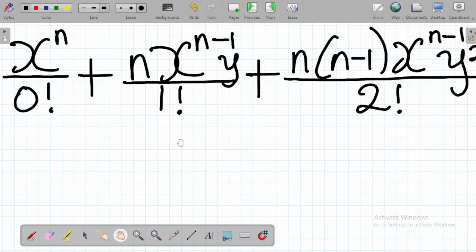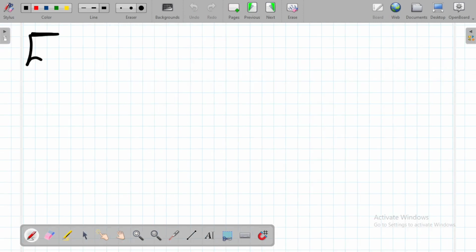Now, note this. You multiply x by its previous power and then subtract 1 from its power and also increase the power of the second term, which is y, by 1 as it goes. And finally, increase the denominator by 1, which we have done. So now let's take an example for proper understanding.